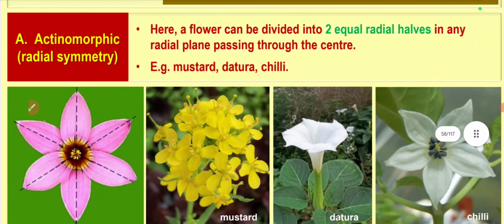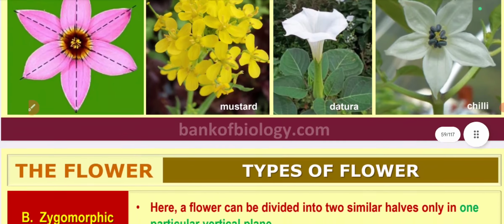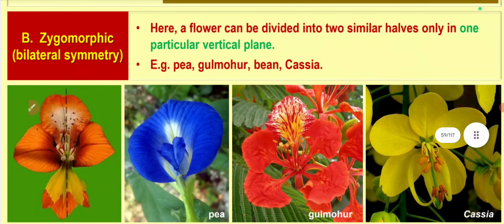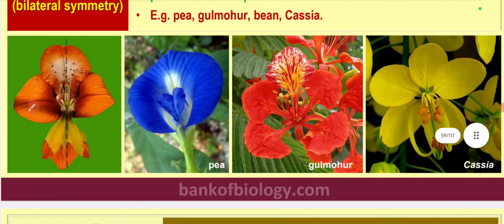Actinomorphic or radial symmetry: here a flower can be divided into 2 equal radial halves in any radial plane passing through the center. Example: mustard, datura and chili. Second, zygomorphic, bilateral symmetry. Here a flower can be divided into 2 similar halves only in one vertical plane. Example: pea, gulmohar, bean and cassia, as you can see in the diagram.